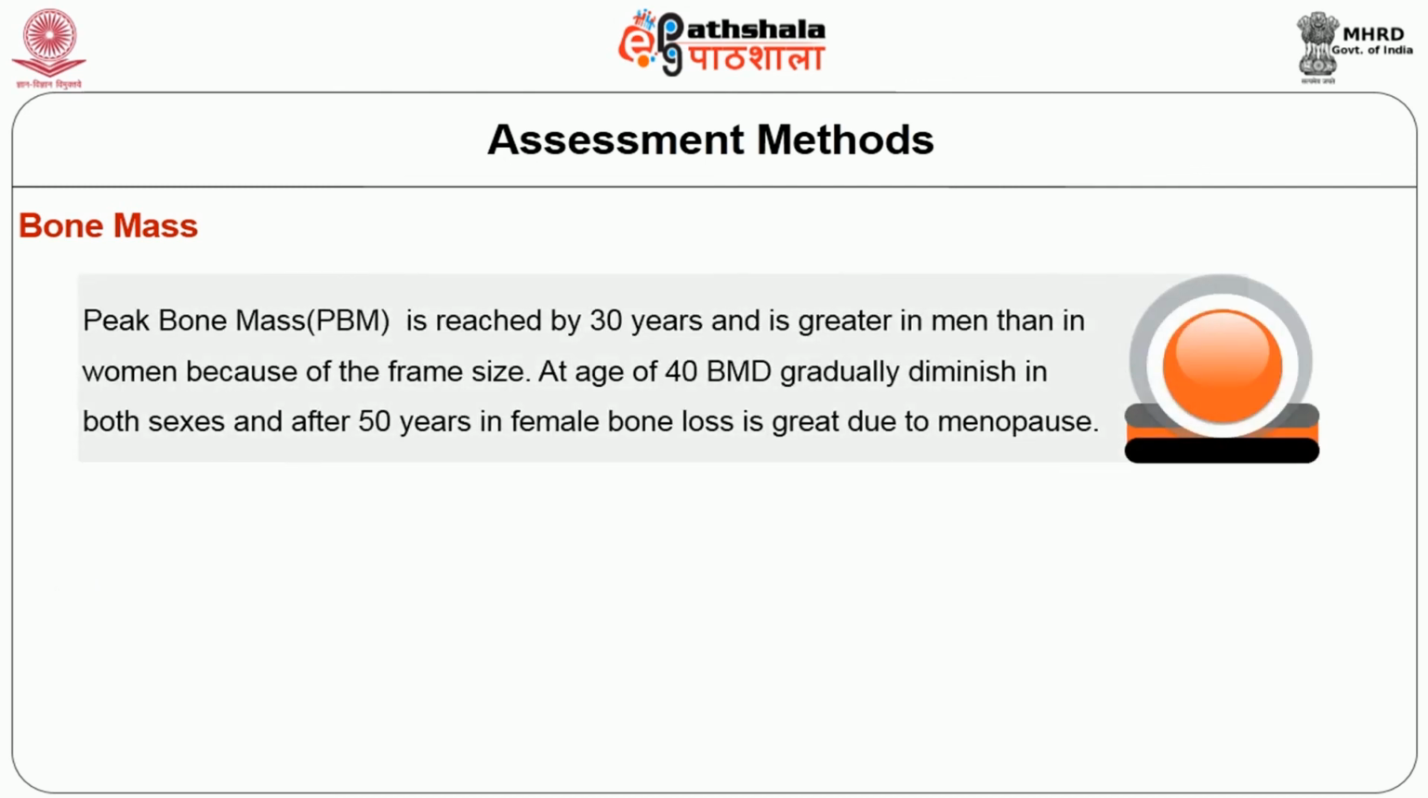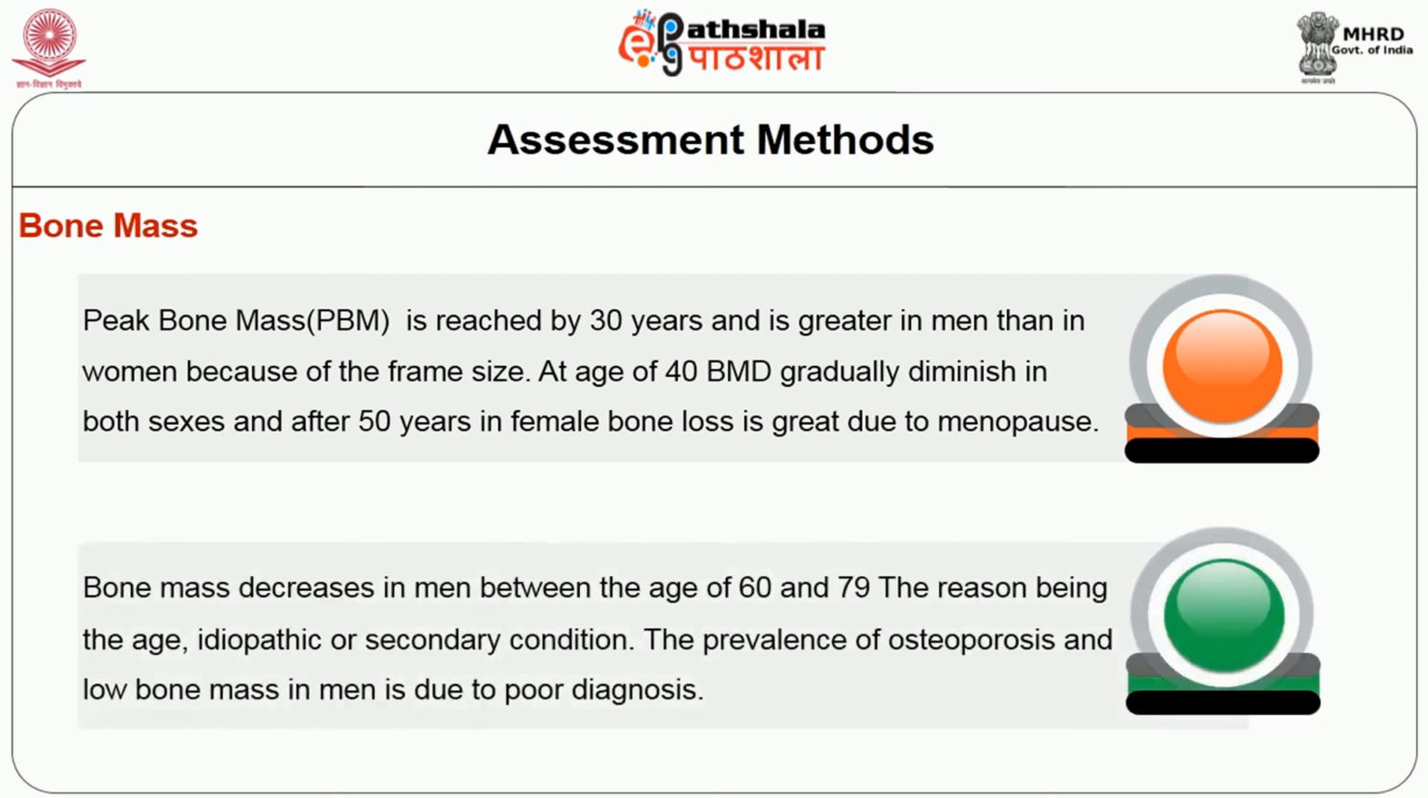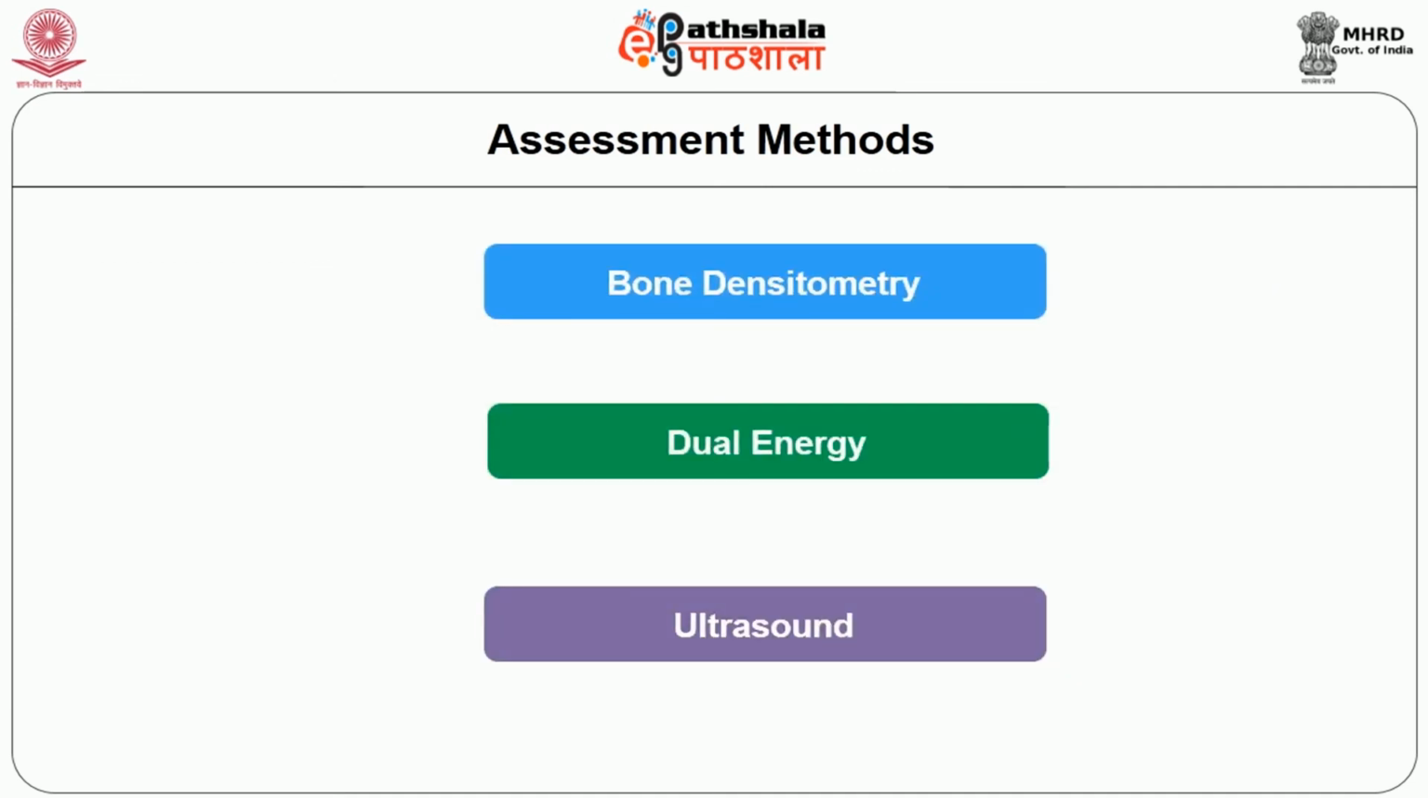Peak bone mass is reached by 30 years and is greater in men than in women because of frame size. At around the age of 40, BMD gradually diminishes in both sexes, and after 50 years in females, the bone loss is great due to menopause. Bone mass decreases in men between the ages of 60 and 70, the reason being age itself, idiopathic or secondary conditions. The prevalence of osteoporosis and low bone mass in men is also due to poor diagnosis. Apart from bone mass, there is also equipment to measure bone density using bone densitometry. The other one is abbreviated as DEXA, dual energy X-ray absorptiometry, and ultrasound measurements of bone.